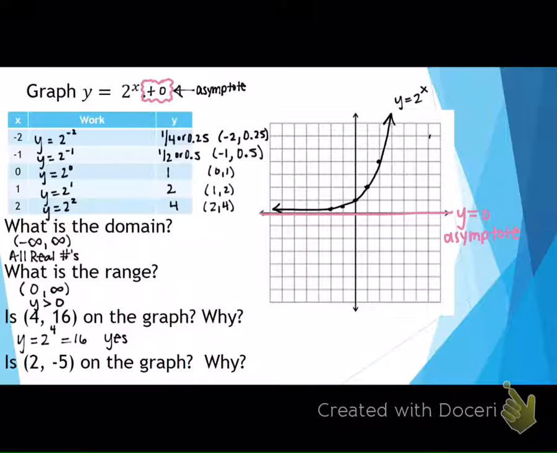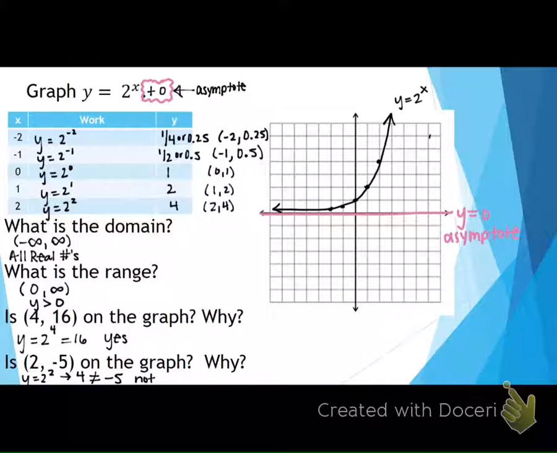So check the next one. Is 2, negative 5? No, that should be 4. 4 does not equal negative 5, so that is not. Okay, look at this and see if you have questions on the graphing at all, or if you have any questions on the domain and range so far.